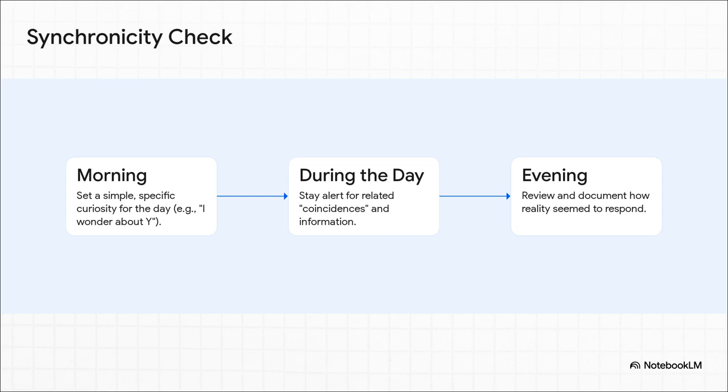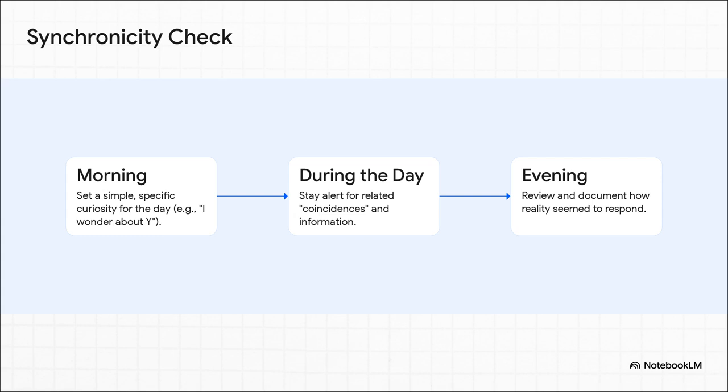The third practice is all about training your awareness to spot those synchronicities. You just start the day with a simple curiosity, not a goal. Something like, I wonder about Blue Jays today. Then you just pay attention to how the world seems to answer back, through conversations you overhear or articles that pop up in your feed.